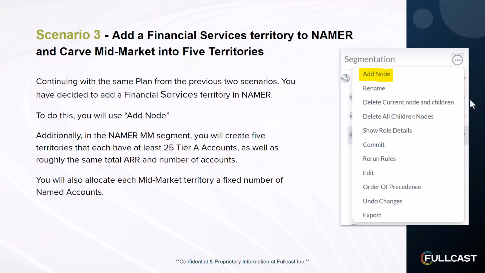to Add Node. Additionally, in the Namer mid-market segment, you'll create 5 territories that each have at least 25 Tier A accounts, as well as roughly the same total ARR and number of accounts. You'll also allocate each mid-market territory a fixed number of named accounts. Let's take a look at what that looks like in Fullcast.